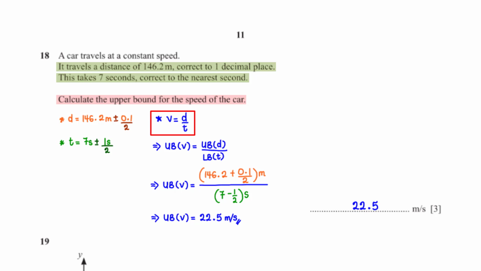Here is the formula for finding average speed. In this case, we want to find the upper bound for the speed of the car. So that will be equal to the upper bound of the distance divided by the lower bound of the time. The upper bound of the distance is 146.2 plus 0.1/2 meters, and the lower bound of the time is 7 minus 1/2 seconds. When we type this into the calculator, we get 22.5 meters per second.